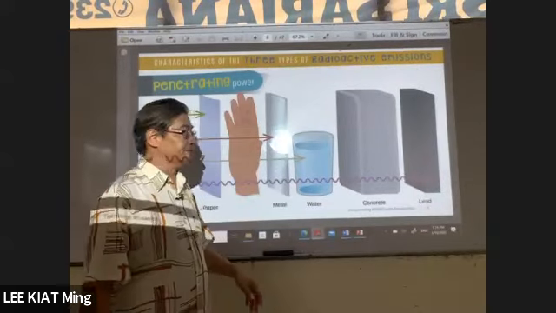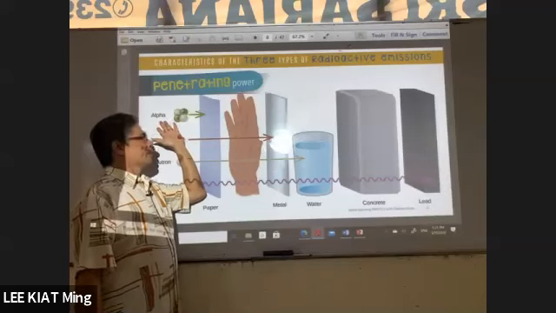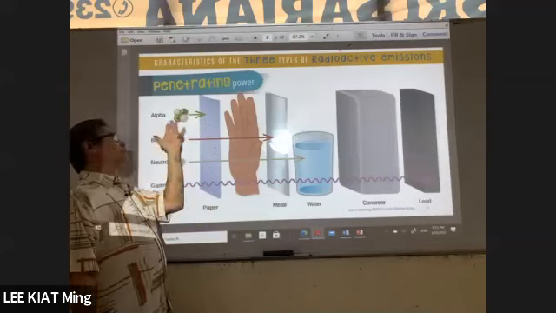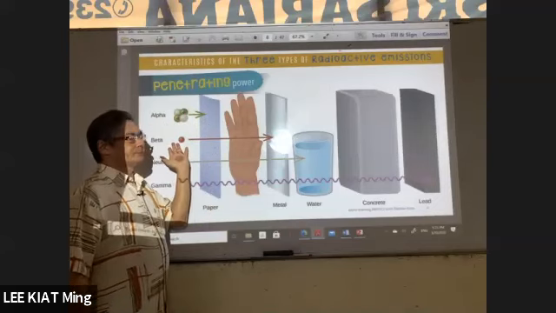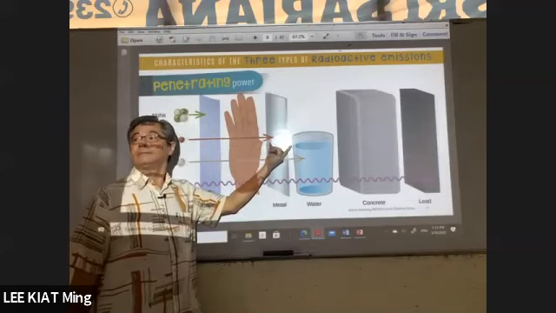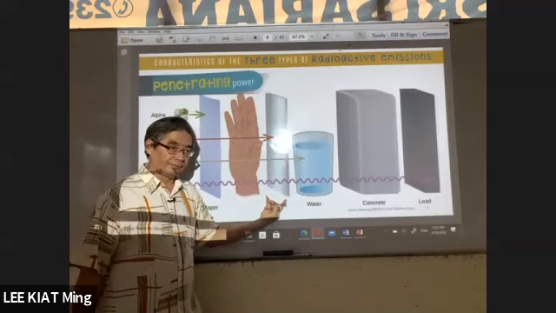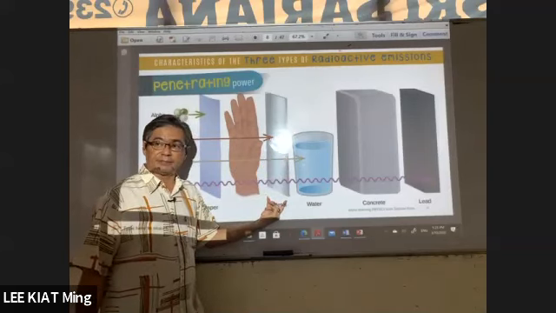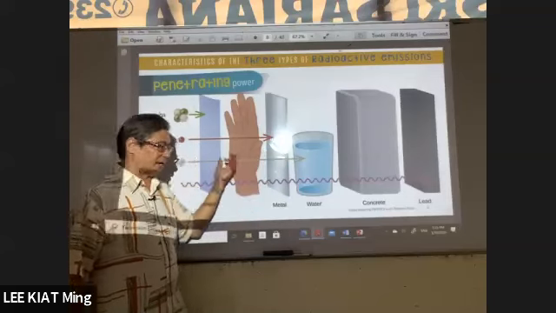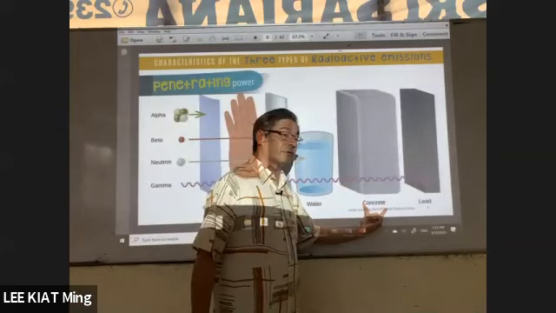This is the next diagram. This one shows alpha, which cannot even go through a piece of paper. Beta can pass through a piece of paper, your hand. It is probably stopped by a thin layer of metal, which is aluminium. Remember 3mm aluminium? But gamma, the last one, can penetrate everything including concrete.